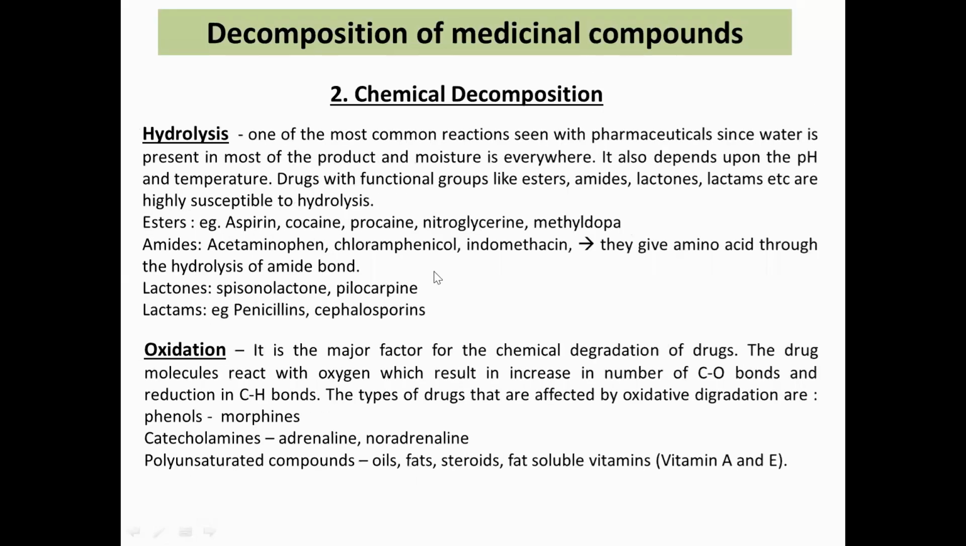Now, next is chemical decomposition. Chemical decomposition means the drug will react with different substances to give different products, and ultimately there will be less amount of active ingredients, and that finally reduces the potency of the drug formulation. Or sometimes some toxic products may form, and it will also hamper the health of the patient.